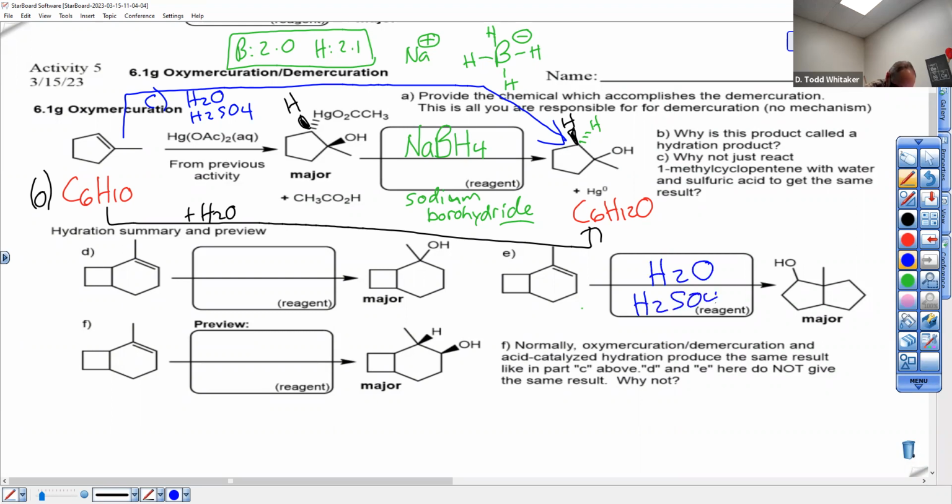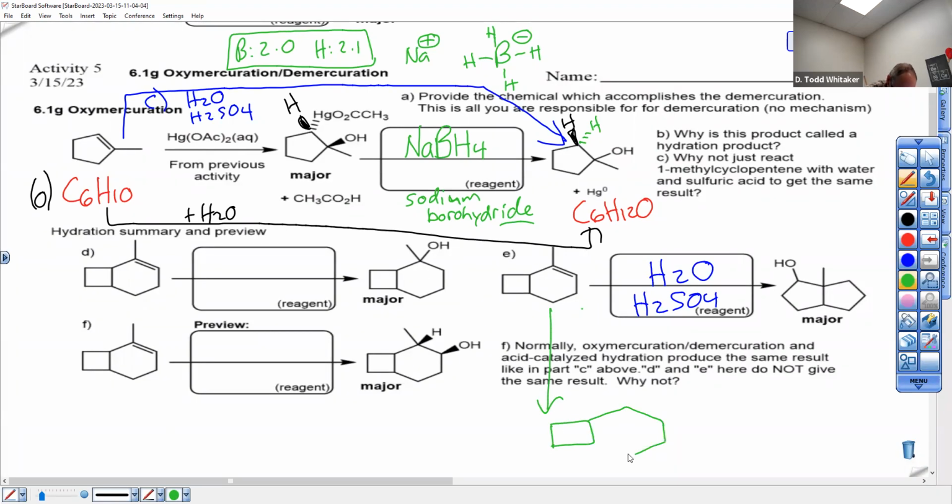You want me to prove it, even though it's not asked for? Here's an abbreviated mechanism, just based on intermediates only. You don't have to do this on a test. That's a nice cation, but it's not as nice as you can get. Don't talk to me about primary, secondary, tertiary. Don't do it.